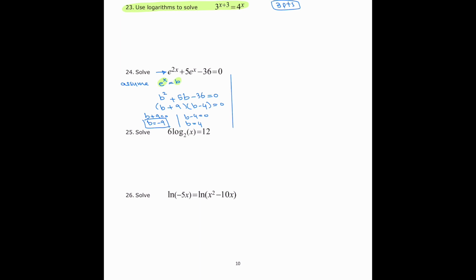So we will have e to the x equals negative 9. And notice how this is impossible, so we eliminate that. And then we take the other one, e to the x equals 4. Now we need to solve for x, so we're going to take ln for both sides. And we'll end up with x is equal to ln of 4, and that is the answer.